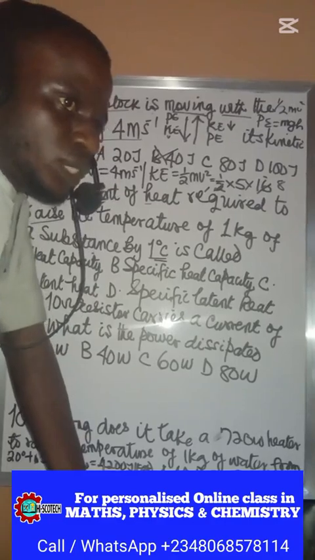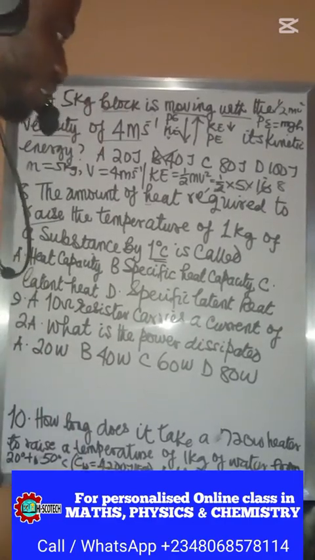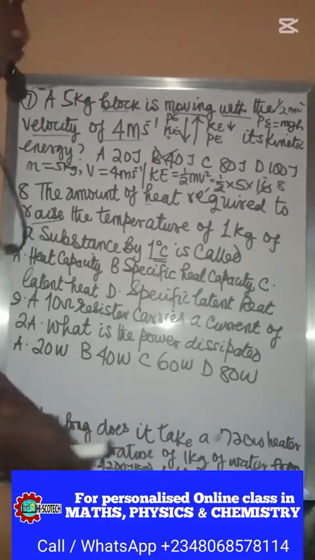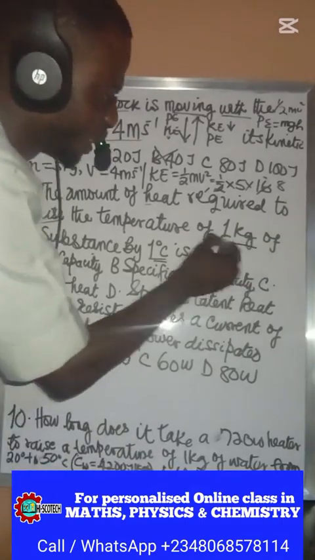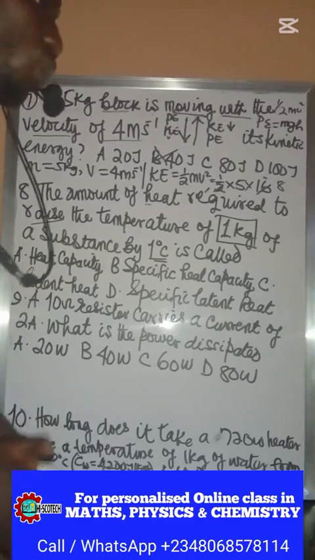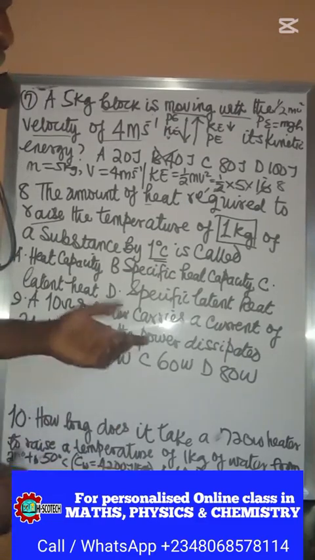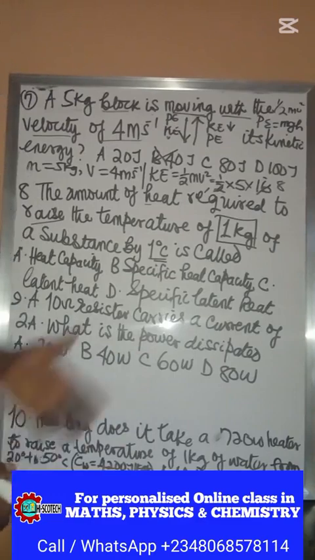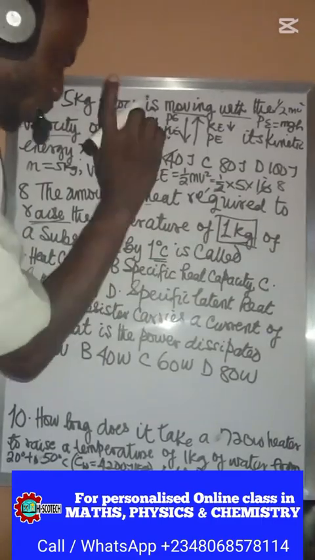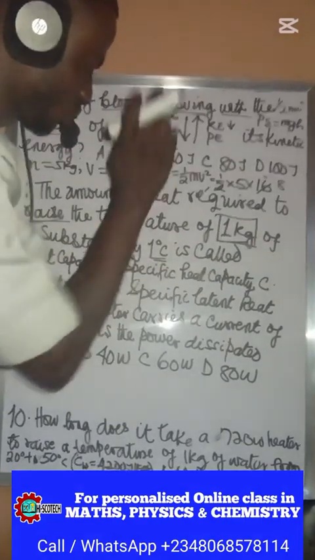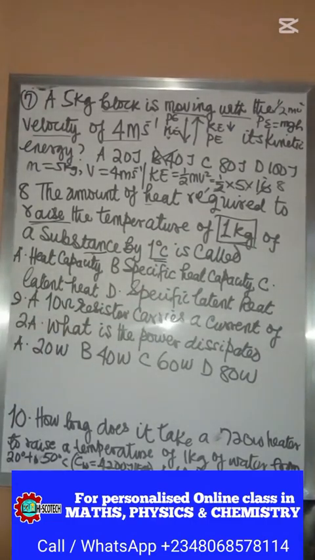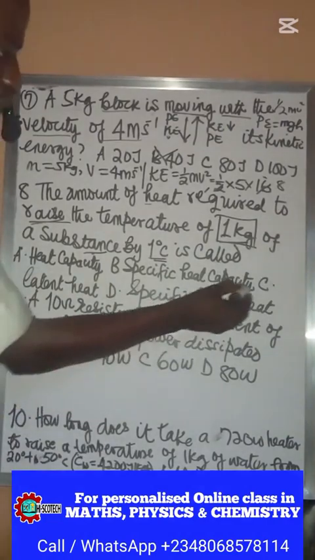So this heat required to lower or to raise the temperature of a body by 1 Kelvin or by 1 Celsius is called specific heat capacity. Specific in the sense that we're talking of just 1 kg. I have some videos on it on my channel. So the heat required to raise or lower the temperature of just 1 kg of a substance by 1 Celsius is called the specific heat capacity, which is option C.